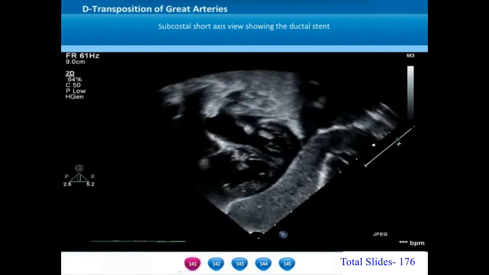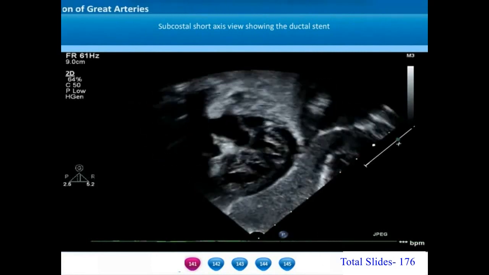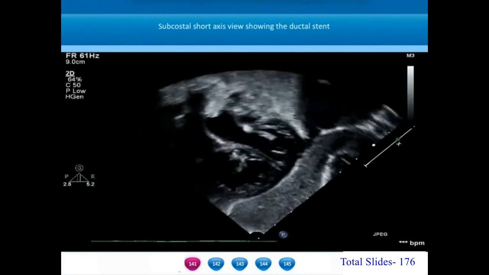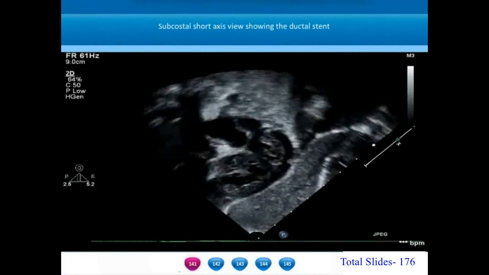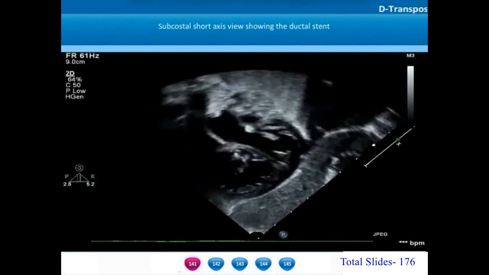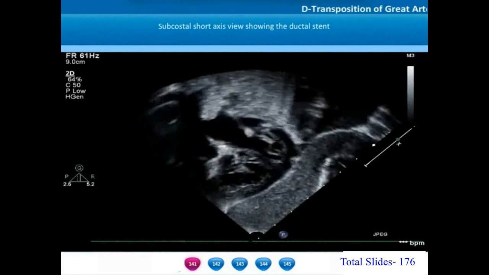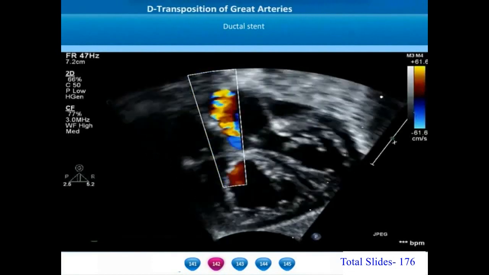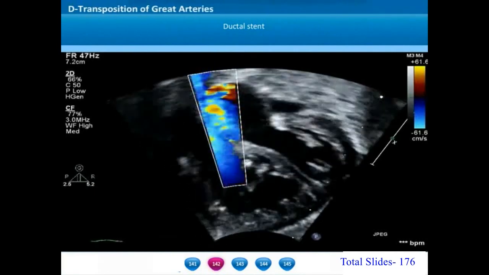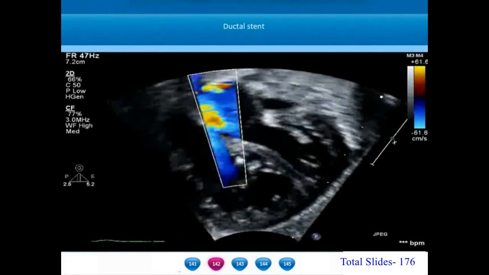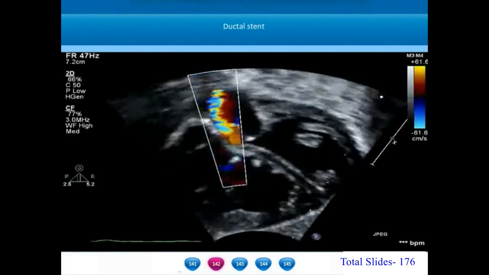The interventricular septal position is in the midline, indicative of similar pressures between the right ventricle and the left ventricle. We can also notice the thickness of the left ventricular free wall comparable to the thickness of the right ventricular free wall. When we do a color Doppler interrogation in this subxiphoid short axis view, we can notice the continuous flow through the ductal stent from the aorta into the main pulmonary artery.